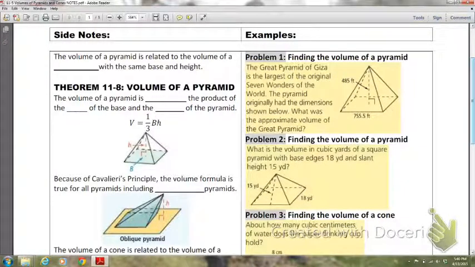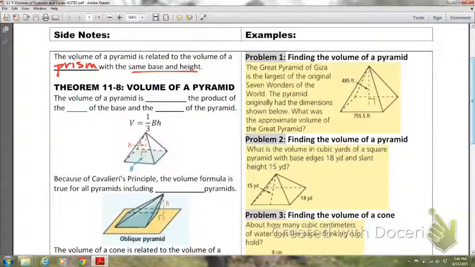This lesson is about the volumes of pyramids and cones. So our objective is to find the volume of a pyramid and the volume of a cone. The volume of a pyramid is related to the volume of a prism with the same base and height.